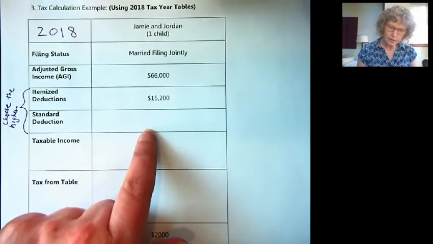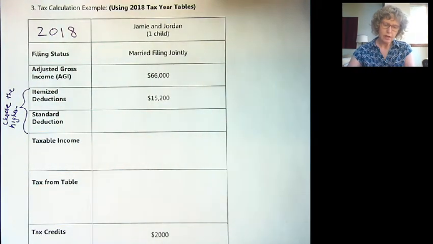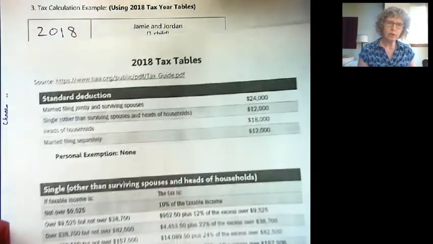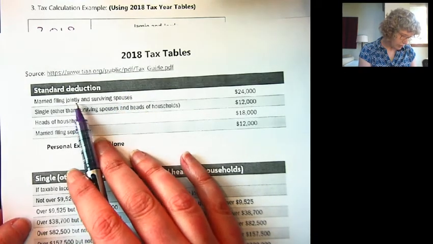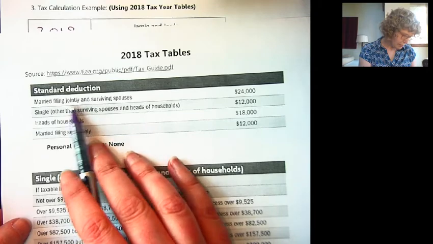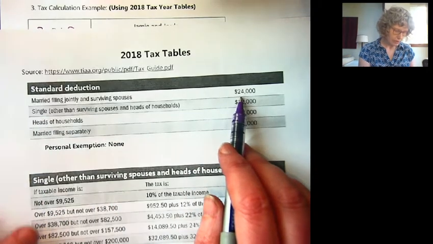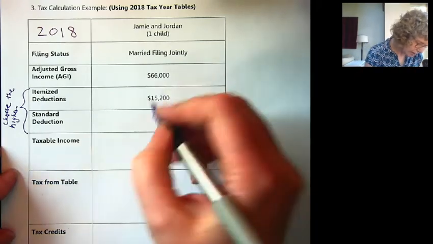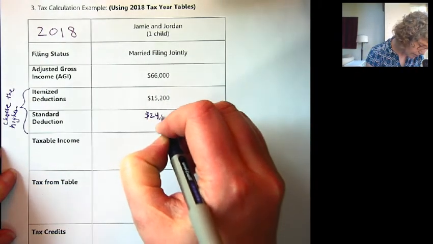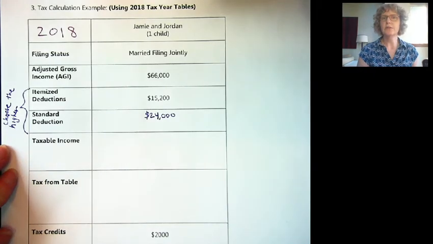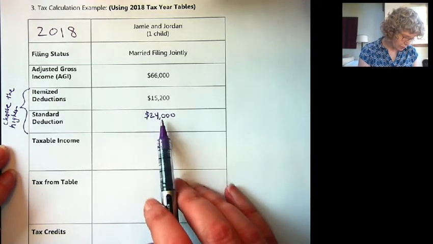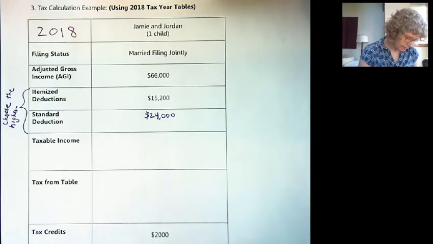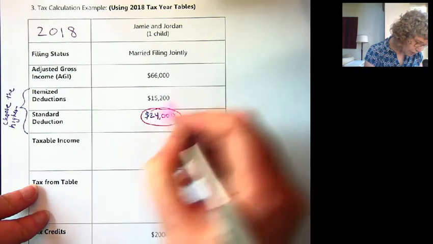Okay, so to find the standard deduction, we need to go to our table, which you will have soon if you don't already. Standard deduction. So we have married filing jointly and surviving spouses. So married filing jointly is $24,000. That's new for 2018. What happened was they took away the personal exemptions, but they made the standard deductions larger. Okay, so we want to use the larger of these two, which would be the 24,000. So I'm just going to circle this one and cross that one out.